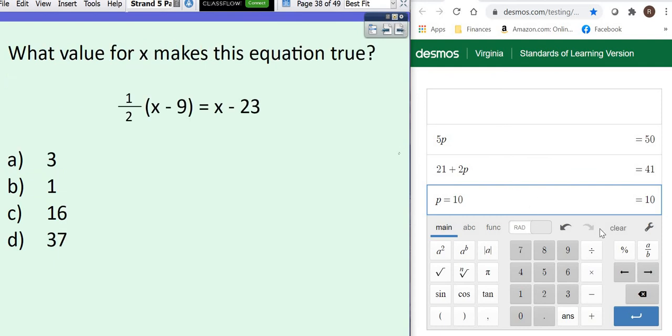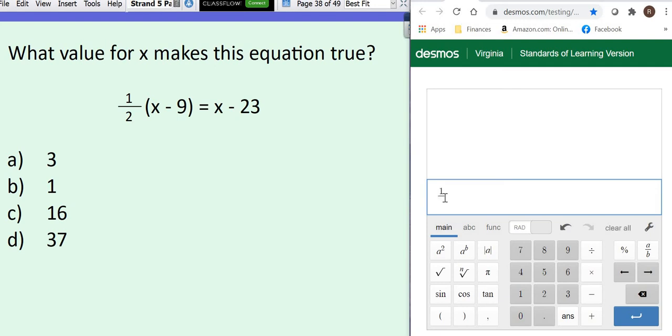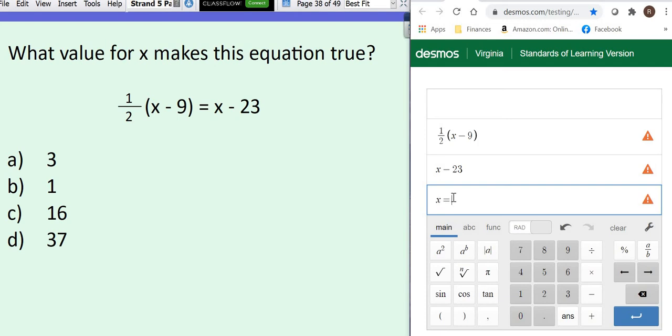All right, so let's try the next one. Again, there are variables on both sides. This one just looks a little different. So I'm going to put 1/2 and then parentheses x minus 9 and close the parentheses on one line. Then I'm going to put the other side of the equation on the next line, x minus 23. Again, we are given answers, so I'm just going to try them. 3 does not make those two match. 1 does not make those two match. 16, nope, doesn't do it. Let's hope 37 works. Absolutely. 37 is the x value that makes each side of the equation exactly the same. It makes it true.